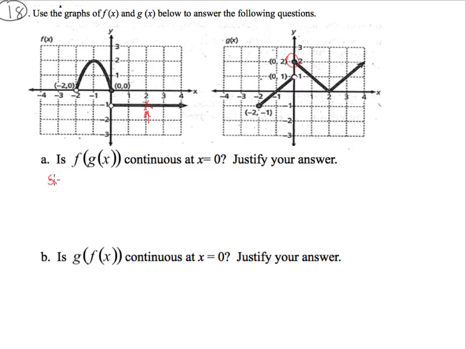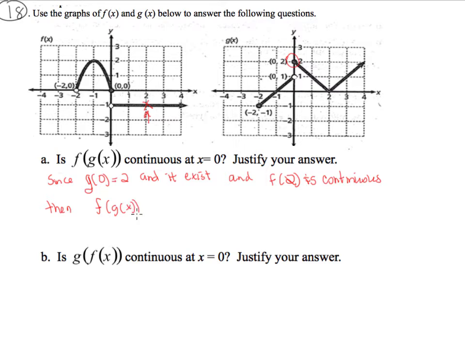Okay, first figure out what g of 0 is. Well, looking at my graph, I see that g of 0 has a y value of 2. So since g of 0 equals 2 and exists, then we can say f of g of 0 is equal to f of 2. And then looking at our equation of graph of function f, we can easily see that f of 2 is continuous. So therefore, the function f of g of x is also a continuous function at the point x equals 0.